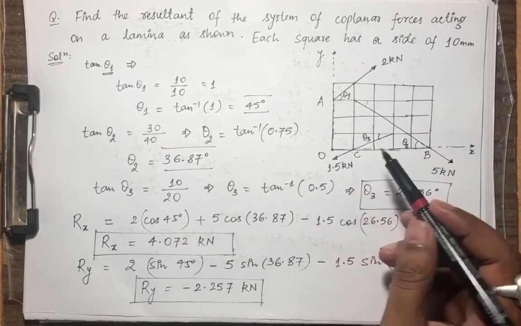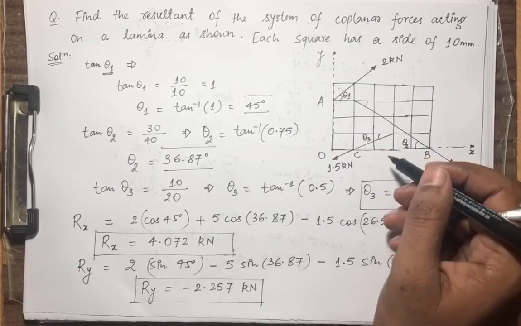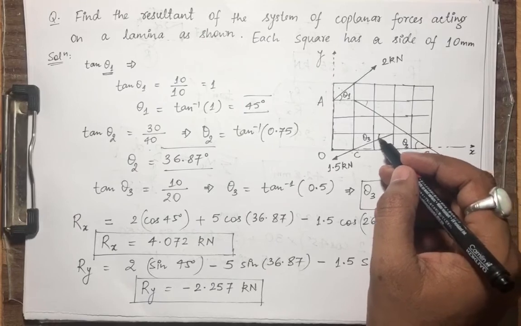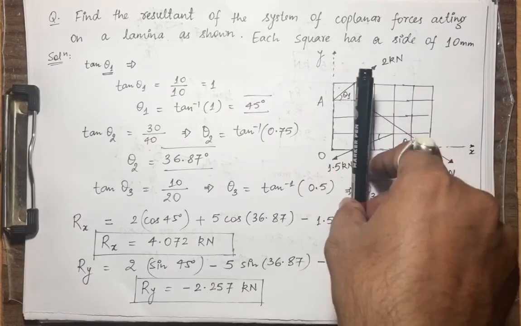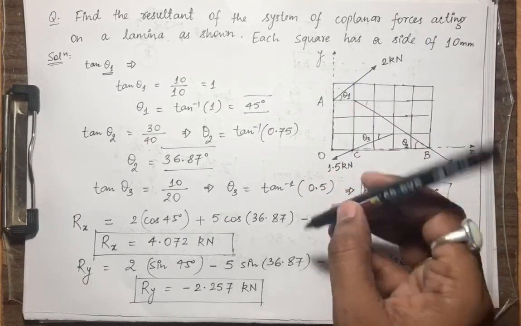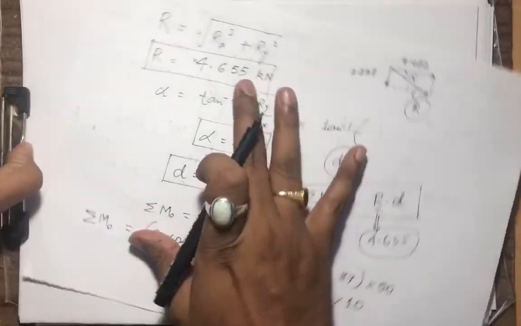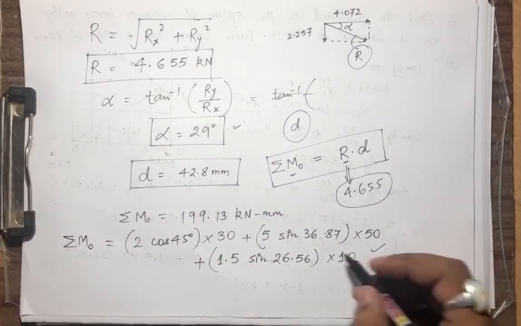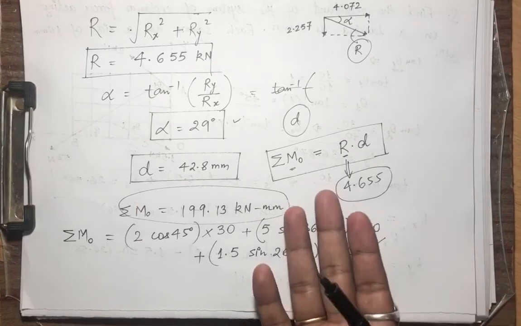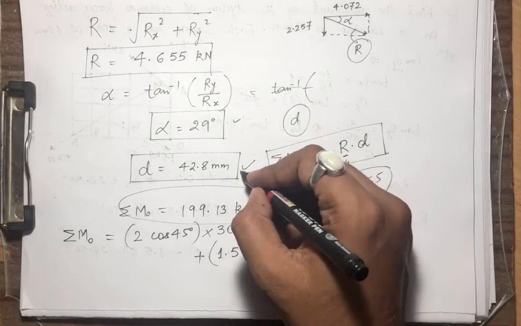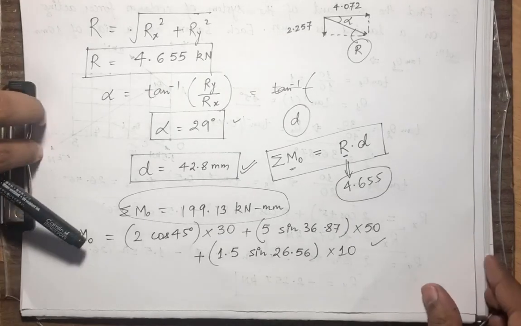For 1.5, this is again into 10, theta 3. This is acting here, so the y component is like this, multiplied by 10. In this manner you can calculate the moment. It is coming out to be 199.13, and divided by R, you will get d as 42.8 mm. So I hope this is clear.